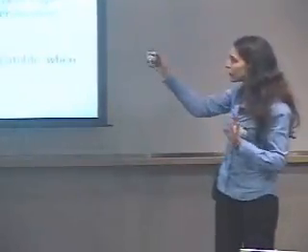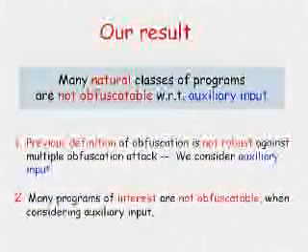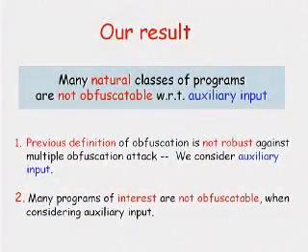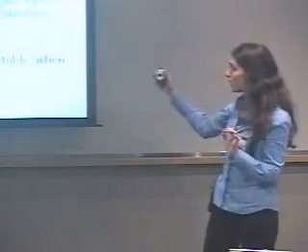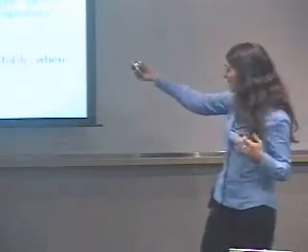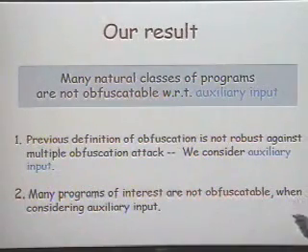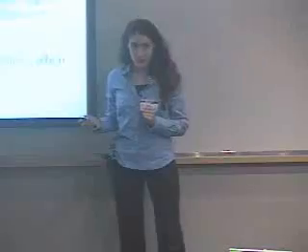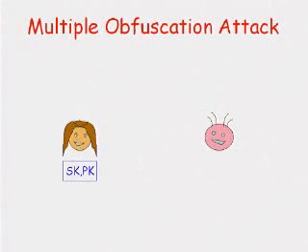So two things. First, we're going to show that the previous definition that they suggested, even though it seems very strong in the sense that all you can learn is black box access, which is very strong, still, in other dimensions, it's not strong enough. In particular, we show that it's not robust against what we call a multiple obfuscation attack, and I'm going to explain what it is in a second. And so this led us to the conclusion that we should consider auxiliary input. And then we show that many programs of interest are not obfuscatable when you consider the auxiliary input.